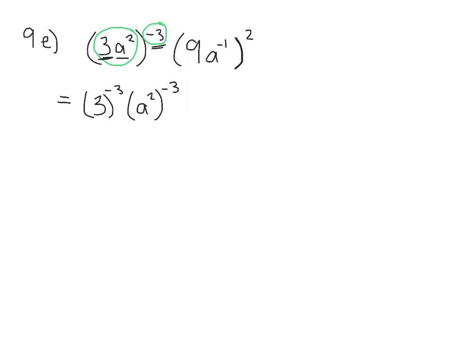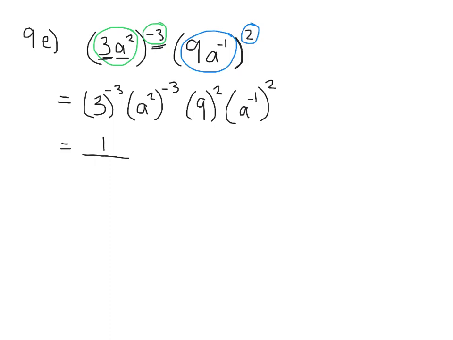Now, similarly, it's 9 times a to the power of negative 1 all squared. So I have to square both of those things. That's all multiplication in there. So the 9 has to be squared, and also the a to the negative 1 also has to be squared. Continuing this, 3 to the power of negative 3. Well, most of us understand from exponent rules that means 1 over 3 cubed. Okay, so that's what that means.